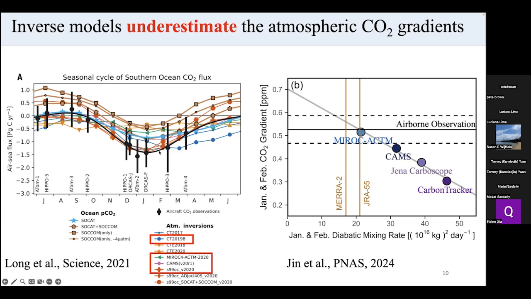Because the atmospheric signal of the ocean carbon flux is very small compared to the land signal, to get the flux right using only atmospheric data, we really need to get the tracer distribution right and understand the large-scale tracer transport right. And I will show one attempt later in my talk.